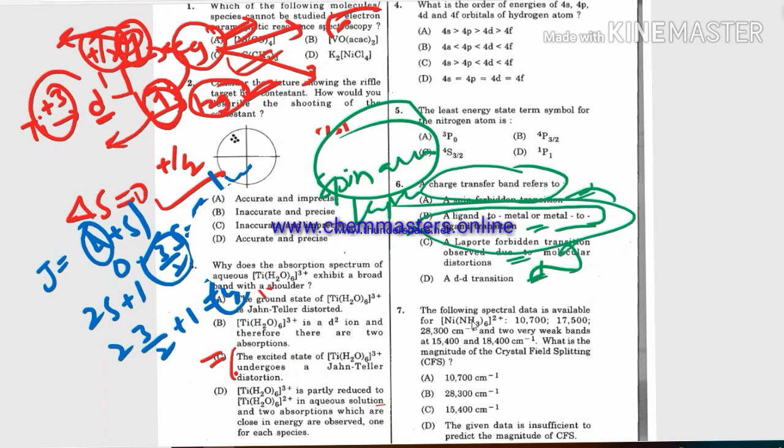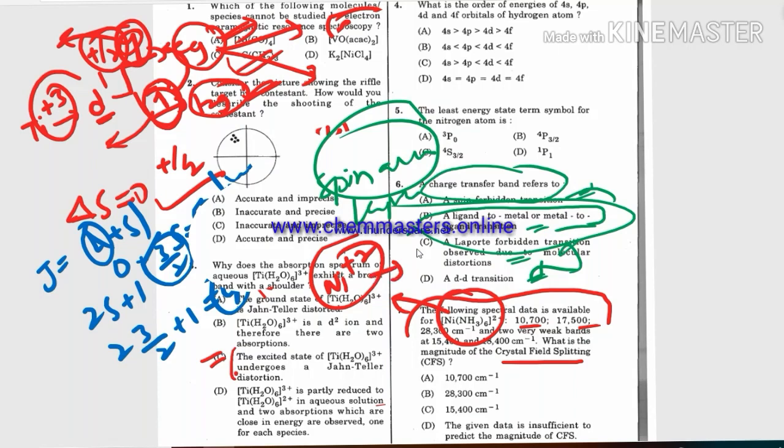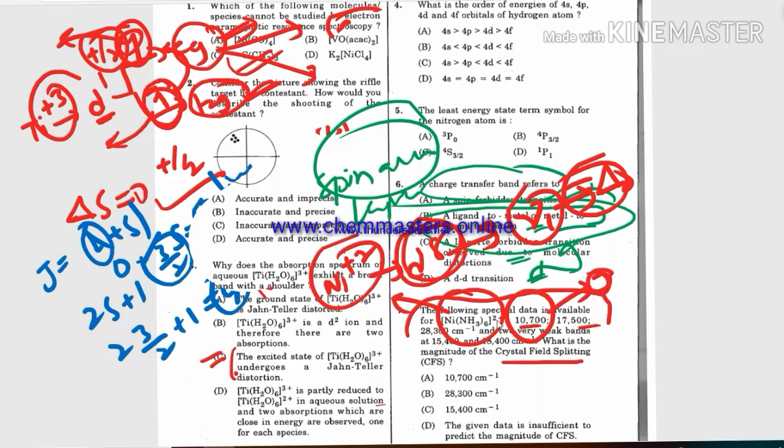And next one: the following spectral data is available for nickel complexes. We have different spectral values given. Two very weak bands are observed. What is the magnitude of crystal field splitting? Here the given nickel is in the +2 oxidation state, which contains 8 electrons in its d orbital, so for d8 electrons, V1 is the magnitude of crystal field splitting. V1 equals delta 0. So here V1 should be 10,700 and that's why A is the correct answer for the given problem.